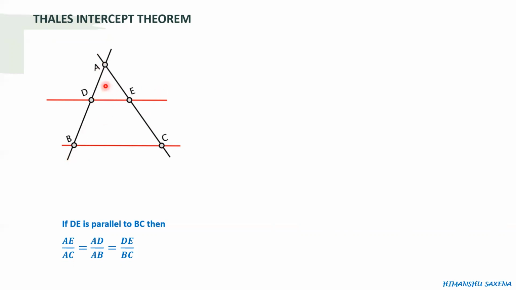That is why ADE and ABC are similar triangles, and in similar triangles, the ratio of corresponding sides is equal. That is why AD divided by AB is equal to AE divided by AC is equal to DE divided by BC. So the smaller triangle's side divided by the bigger triangle's corresponding side is equal for all three pairs.